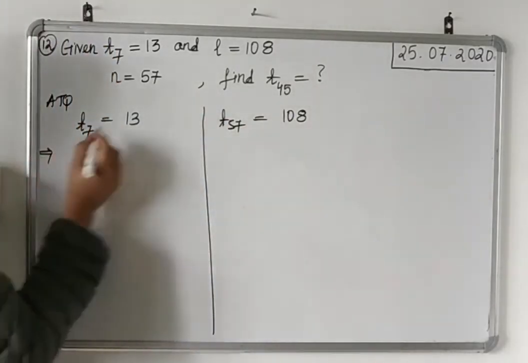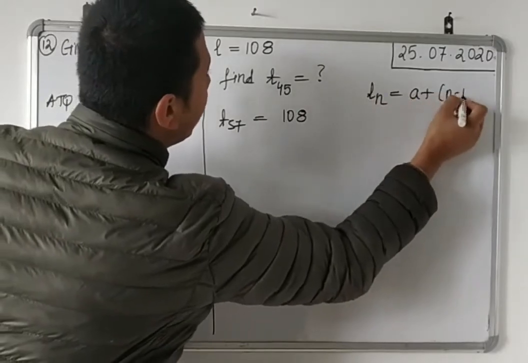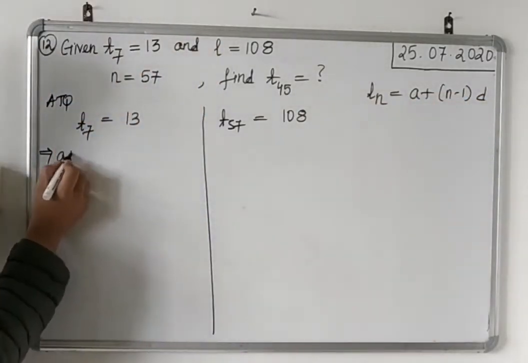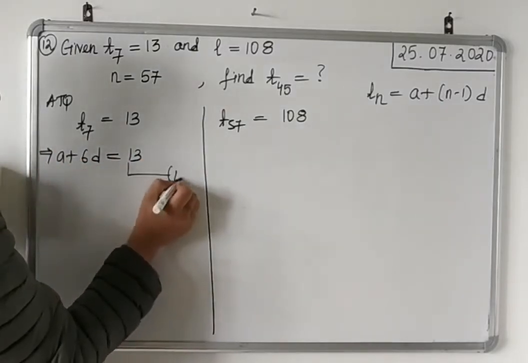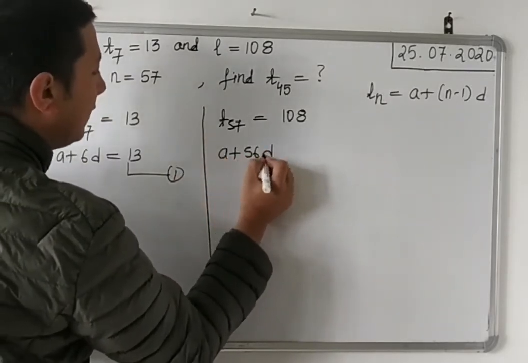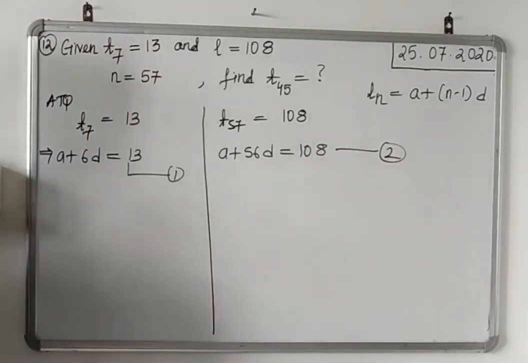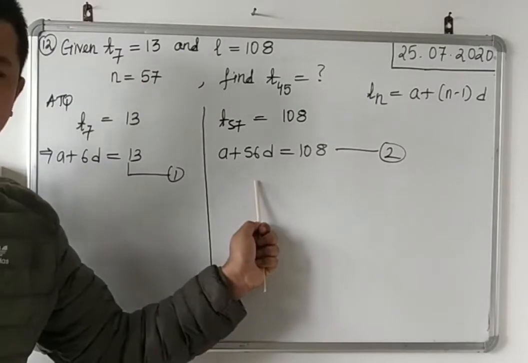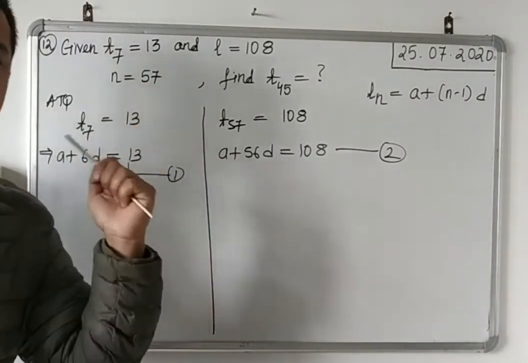Use the formula for the general term, Tn equals A plus n minus 1 into D. So T7 means A plus 6D is equal to 13. Let's keep it as equation number 1. T57 means A plus 56D, which is equal to 108. This is equation number 2. So we are getting two simultaneous linear equations. Pause the video, find the values for A and D quickly.